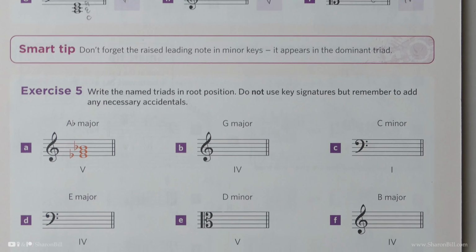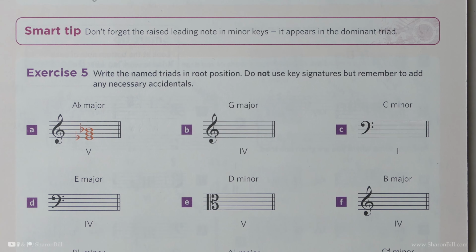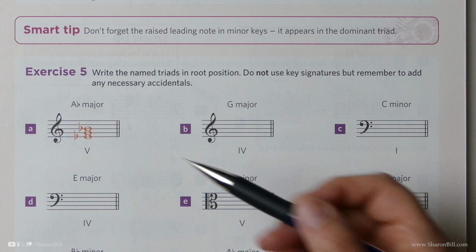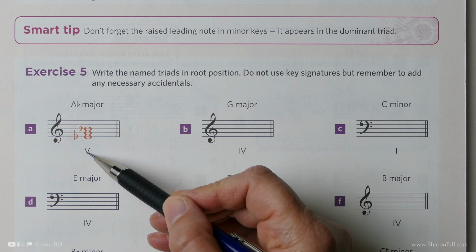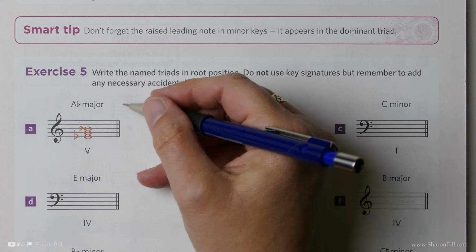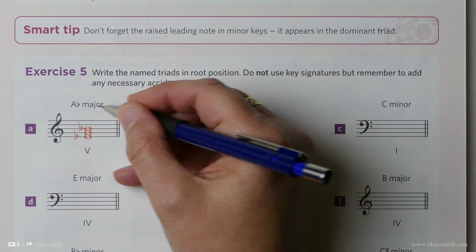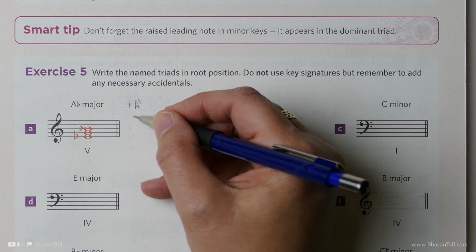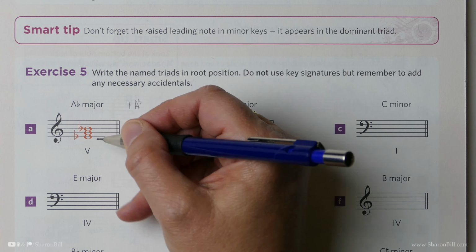So let's move on to exercise 5, where it's exactly the same process of thinking, but now we are required to write the triad that's been requested. And so we could perhaps just start by thinking what the tonic note is. So we're in A flat major, so A flat is the tonic. Now chord 5 is the one that we're asked about.